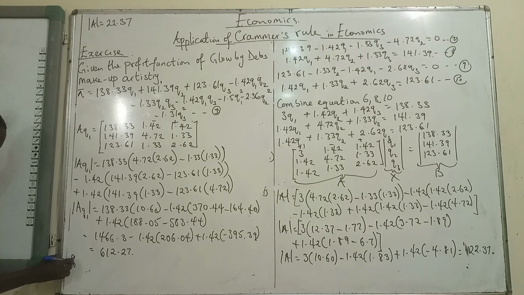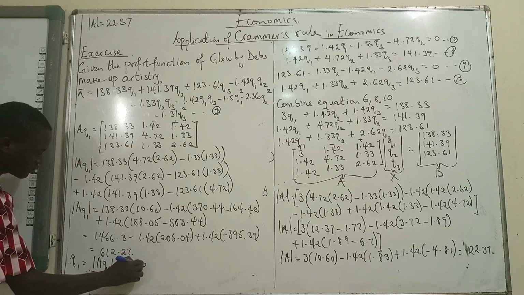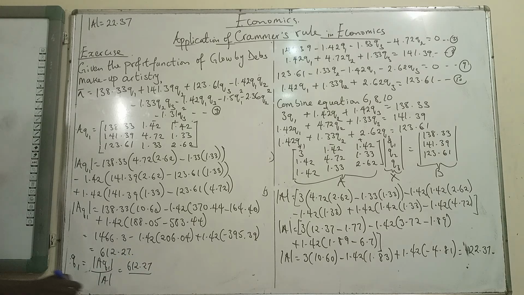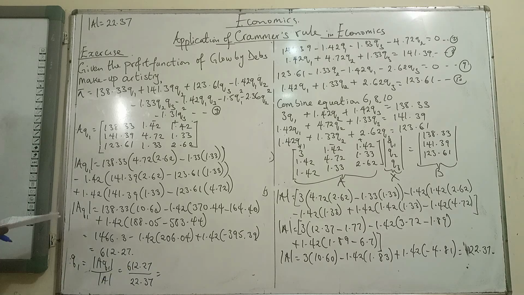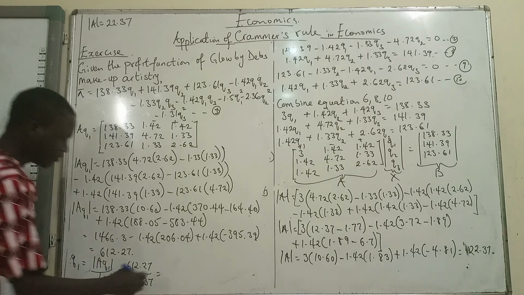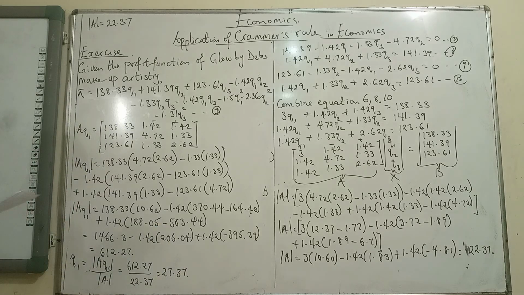So Q1, please use your calculators to verify this. It's going to be determinant of AQ1 divided by determinant of A. So we have 612.27 divided by 22.37, and the answer is approximately 27.37 to 2 decimal places. Okay, 27.37. So that's that about that.